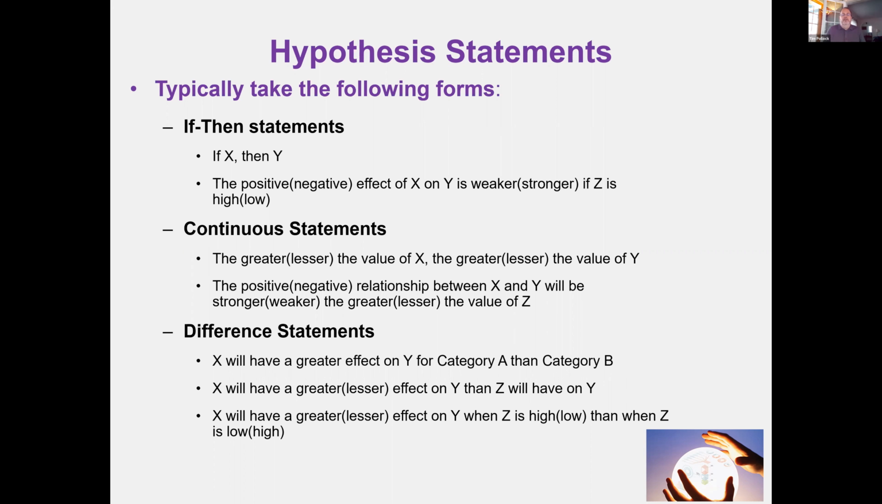X will have a greater or lesser effect on Y than Z will have on Y would be another form of that. And then for a moderator, X will have a greater effect on Y when Z is high or low than when Z is low or high. So we're making these comparative differences in the hypotheses. But make sure you have clear, testable hypotheses that define all these different characteristics. And if you've developed your theory well, it will all flow from this. All these key elements should have already been discussed, and then your hypothesis summarizes these arguments, saying, here's what the relationship is that we expect.